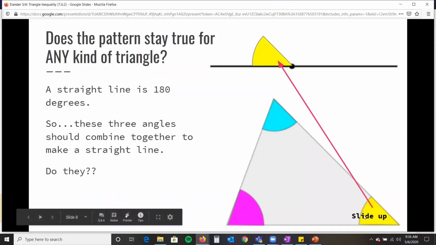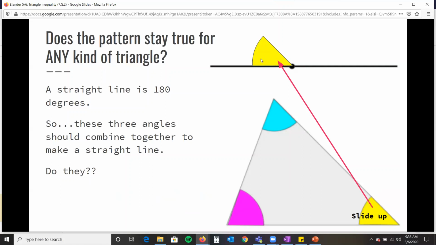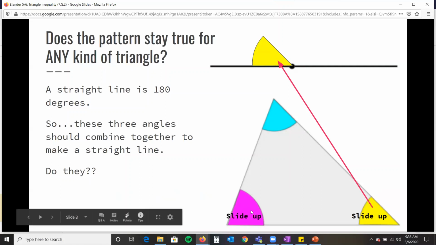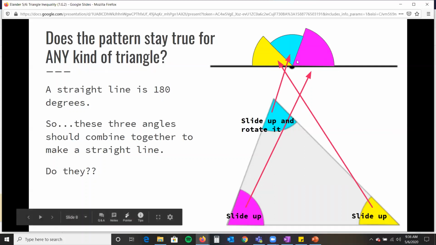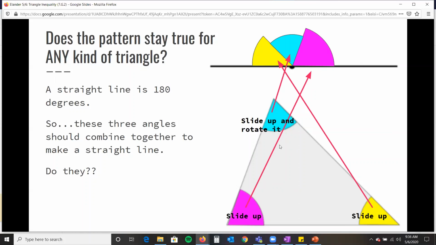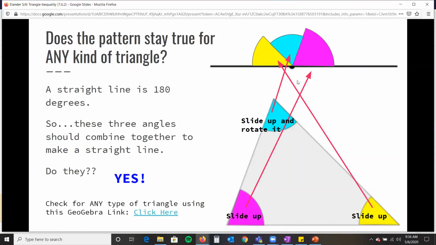Okay, so if we take this angle and slide it there, take this purple one, put it there, and take the blue one and rotate it around and slide it up. Those three angles will make 180 degrees. Okay, we know 180 degrees is a straight line. So no matter how your triangle looks, any way you have it, it should add up to be 180 degrees, that straight line. Okay, so yes, it should work for any type of triangle.